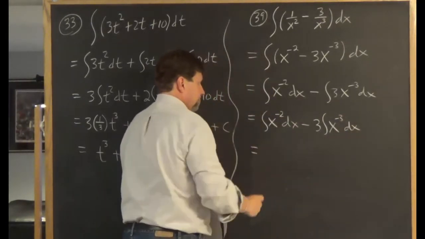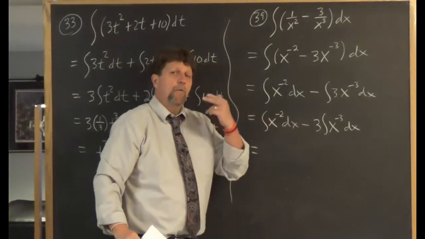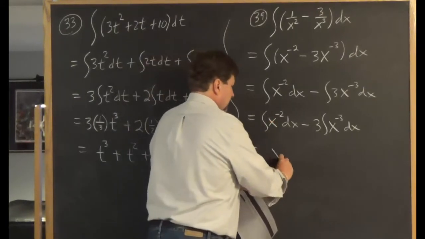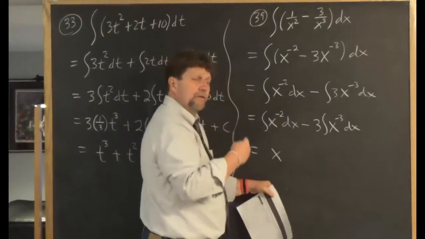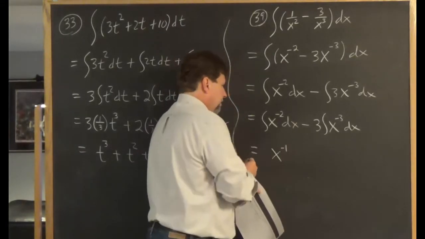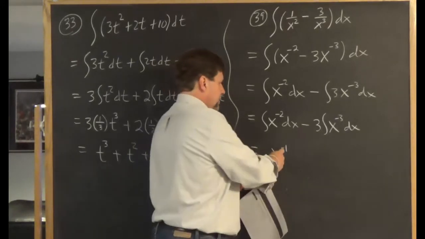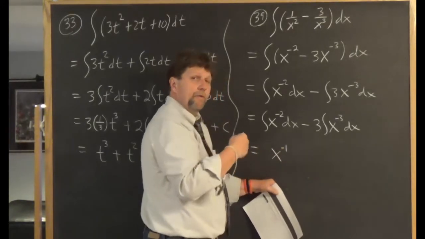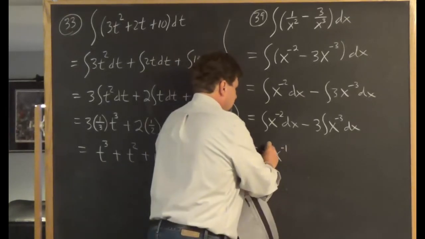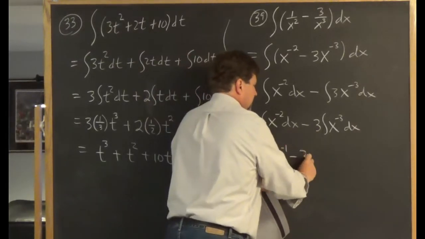Be careful. When you're integrating using the power rule, remember you're adding 1 to the exponent. So my new exponent here, I add 1. So -2 plus 1 is -1. And then my little multiplier out front is the reciprocal of the new exponent. Well, the reciprocal of -1, that's right, it's -1. Minus, don't forget the constant, 3.